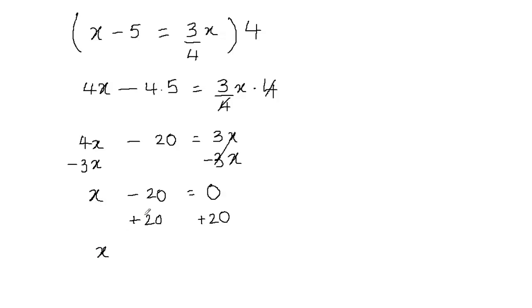And I have x here, I'm going to bring that down. Well, negative 20 and positive 20 is going to be 0, so this is gone. And then here, 0 plus 20 is going to give me 20. So what I got here is x is equal to 20.